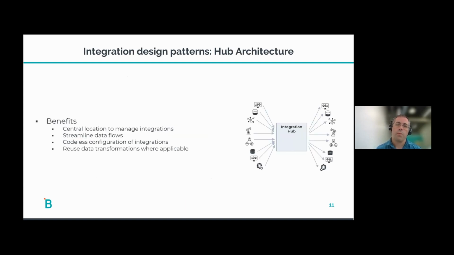So we've come up with a couple different design patterns that we're seeing of how people are solving this. The first design pattern is what I call the hub architecture, or the integration hub. You've got lots of systems, you've got data that needs to move around. Instead of having all those point-to-point integrations, we can just move all the data into a hub and then it can route the data out.